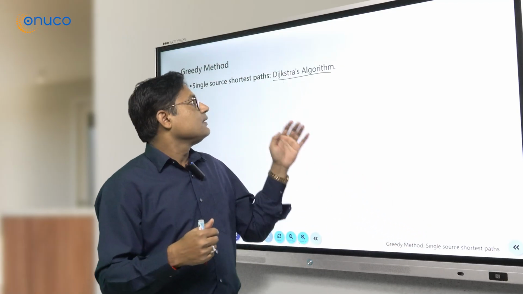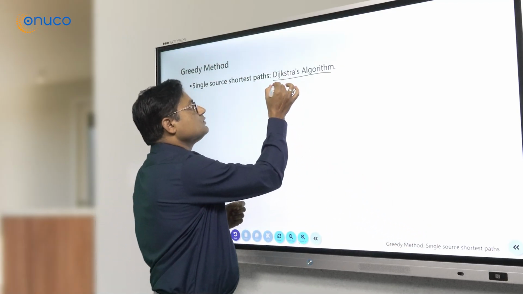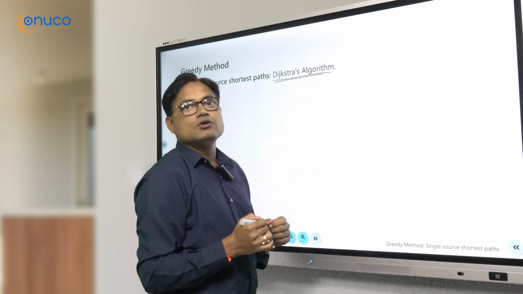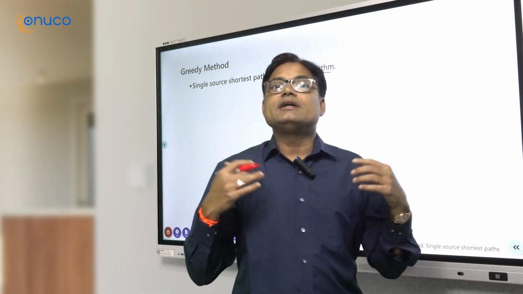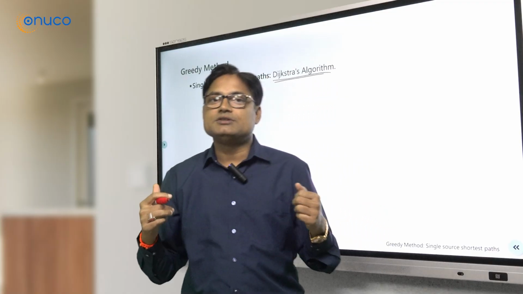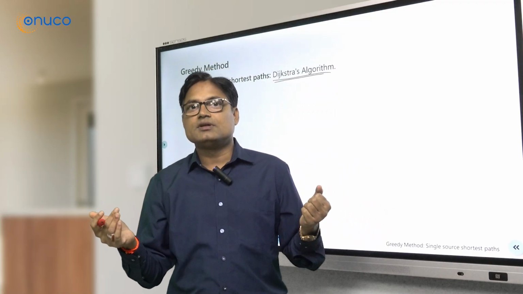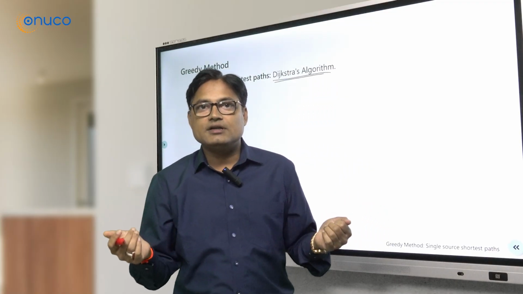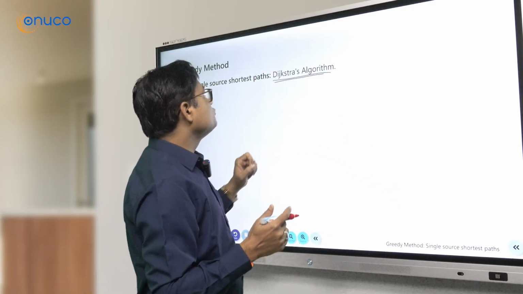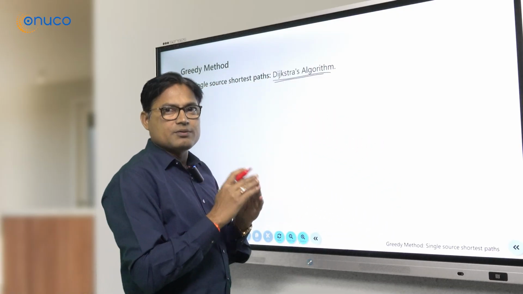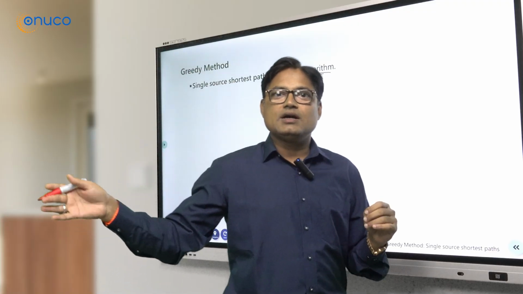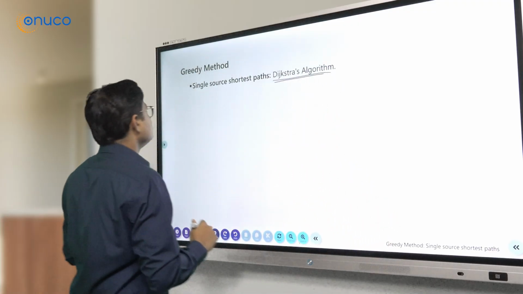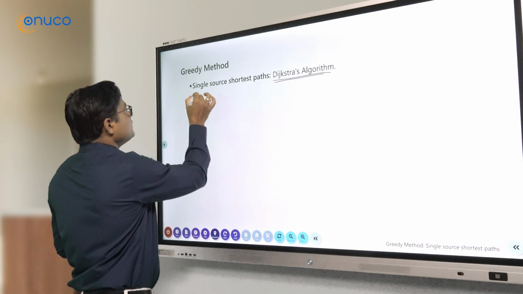It means that for Dijkstra's algorithm we should have a weighted graph. In the previous session we already discussed what a weighted graph is, what a weighted connected graph is. So here you should have a cost matrix, cost from A to B, B to C, C to D, and so on. We will discuss with an example.